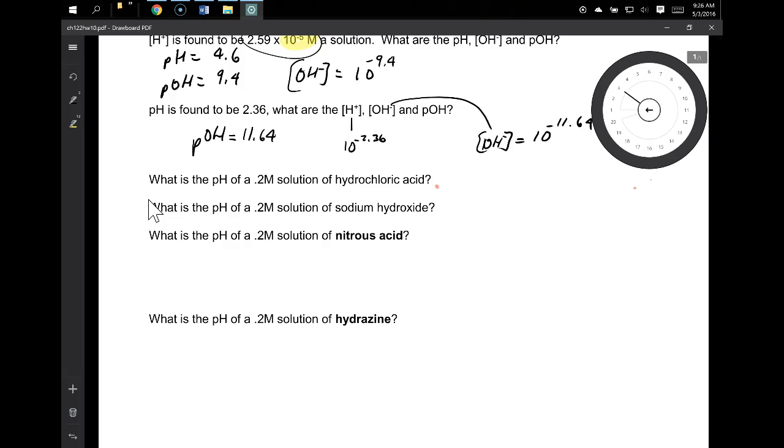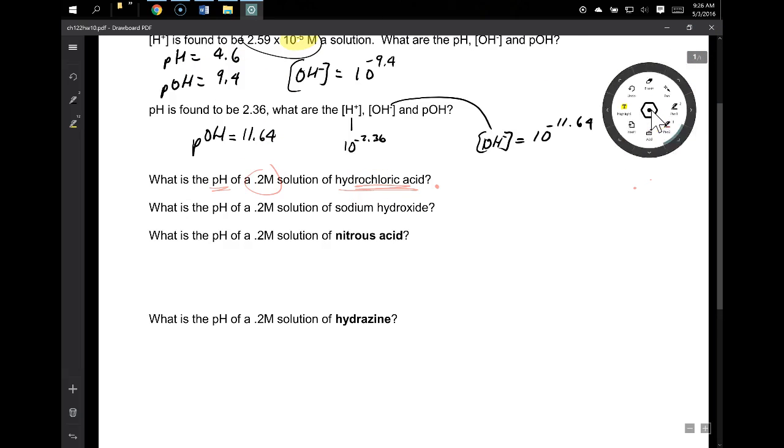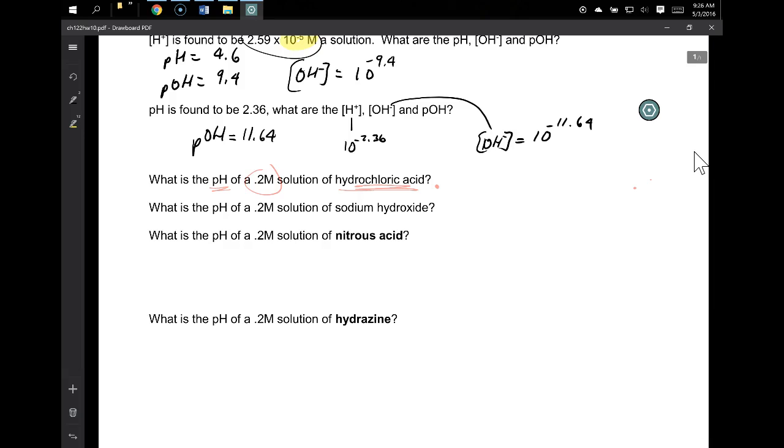So this next one, I want to know what the pH of this hydrochloric acid solution is if it's 0.2 molar. So what's important about the fact that we know it's hydrochloric acid? It's a strong acid. So what does that do for us? You don't have to figure out a constant. I don't have to look at any equilibrium constant for sure.